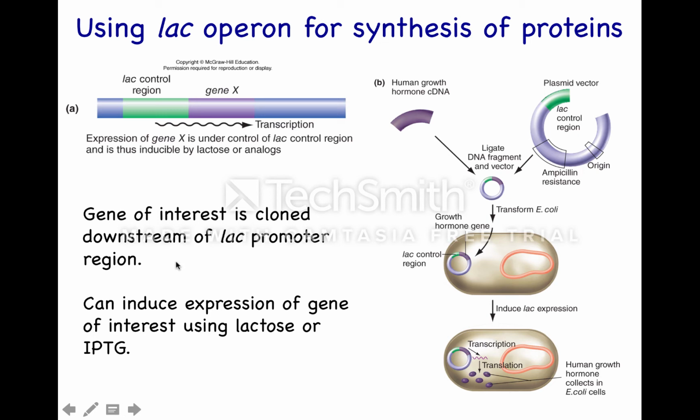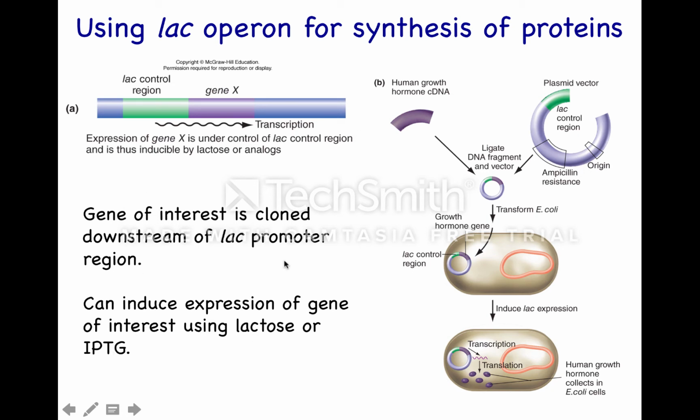You can then add an inducer, and rather than adding lactose to the cell, you can actually add another type of inducer, which is an analog. It also induces, but it is not metabolized by beta-galactosidase, and that is this reagent called IPTG. We'll look a little bit at how this works in a couple of slides.